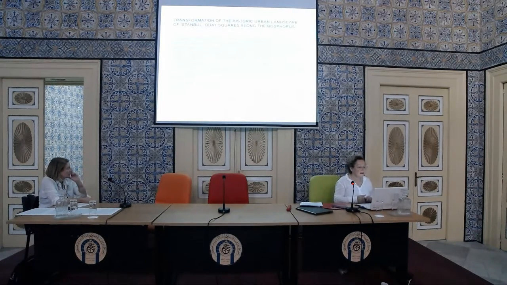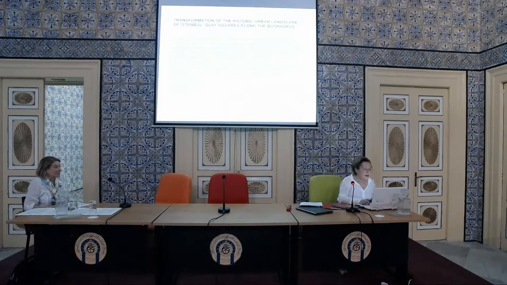In parallel and beyond the contemporary global threats to the existence and production of traditional public spaces, the quay squares along the Bosphorus have also been faced with losing their cultural, natural, and spatial assets due to both their desirable locations and the increasing appetite for privatization.